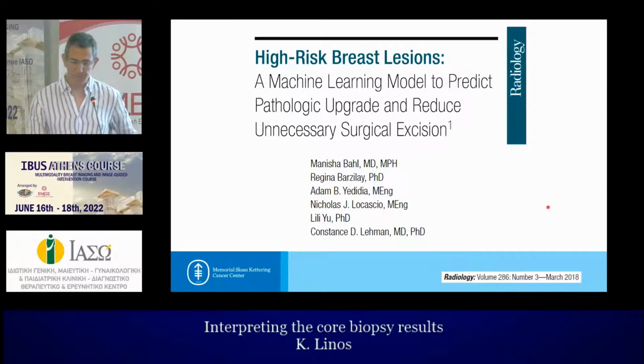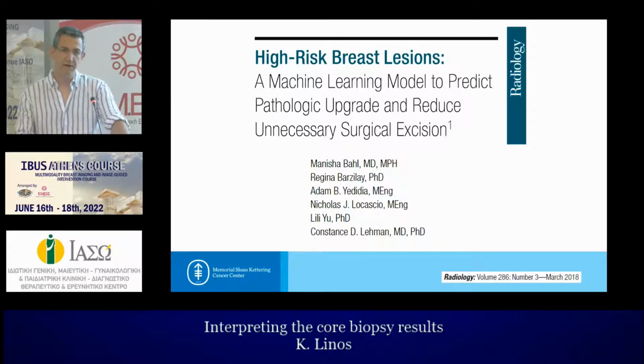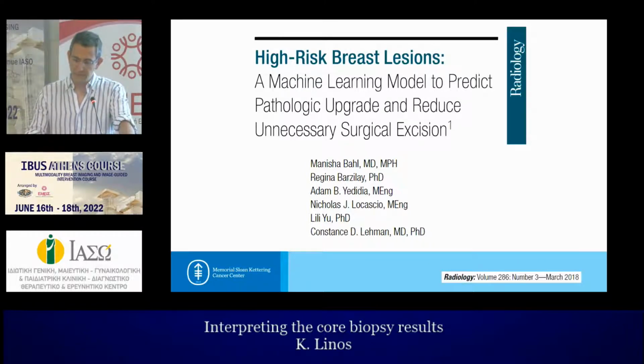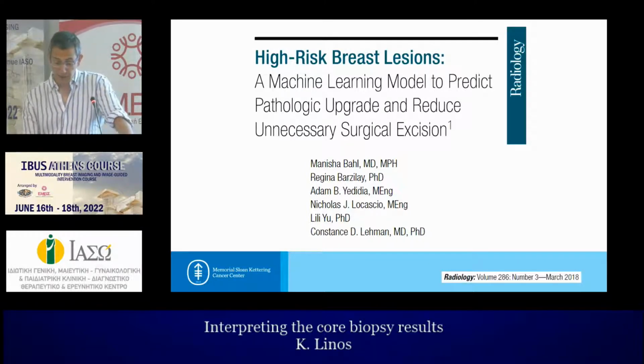This model was developed with about 667 patients with high-risk lesions. They trained the algorithm and then applied it on an independent set of 335 high-risk lesions. And using the algorithm model, only one cancer was missed, so about 2.6% out of the 38. It was pretty significant results.